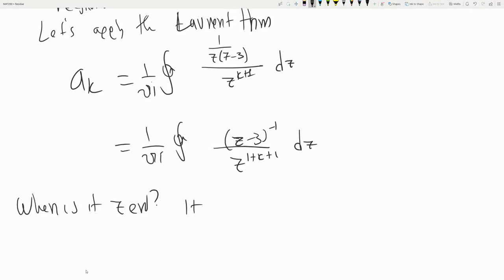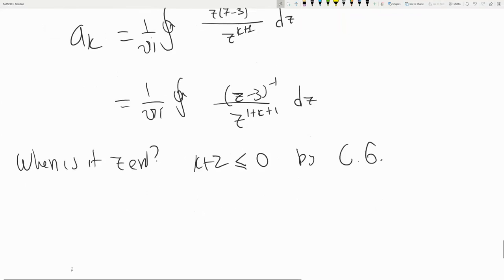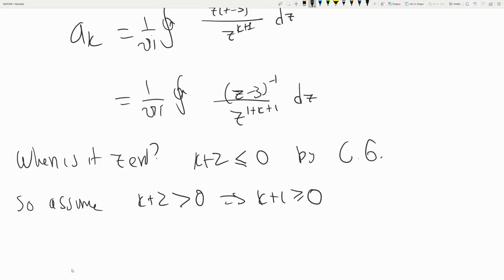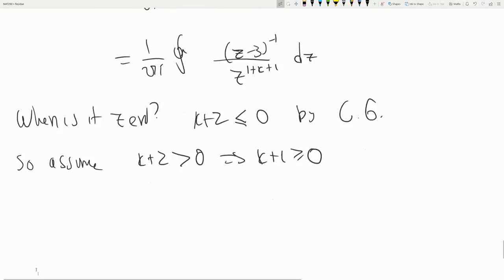So this is when the exponent k plus 2 is strictly less than or equal to 0. Okay, so all these terms will disappear by Cauchy-Goursat. That's fine. Okay, so assume, what did I assume? Yeah, k plus 1 is strictly positive, so k plus 1 non-negative. Okay, good.